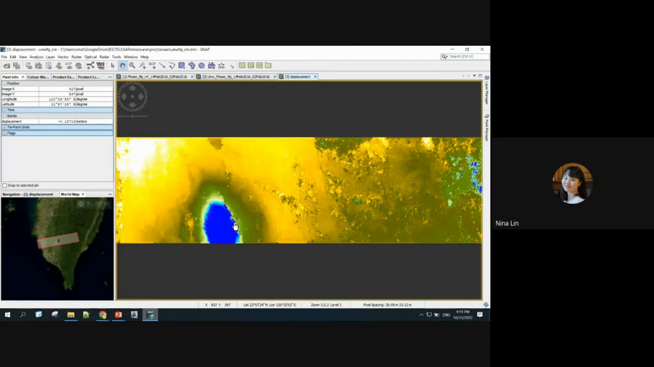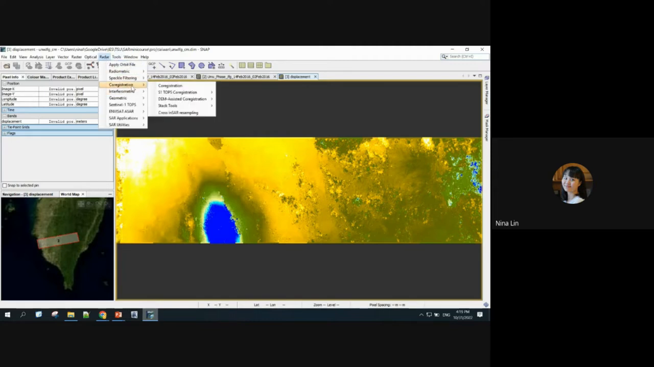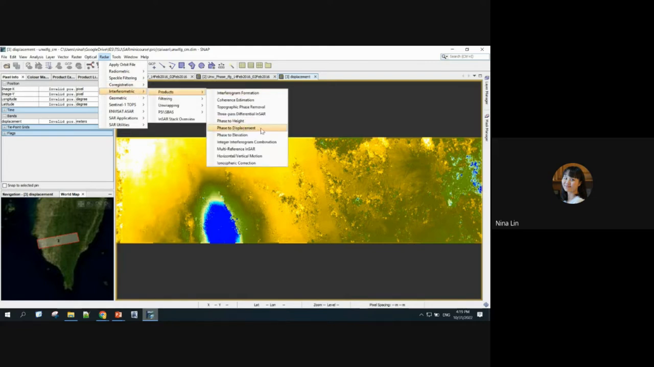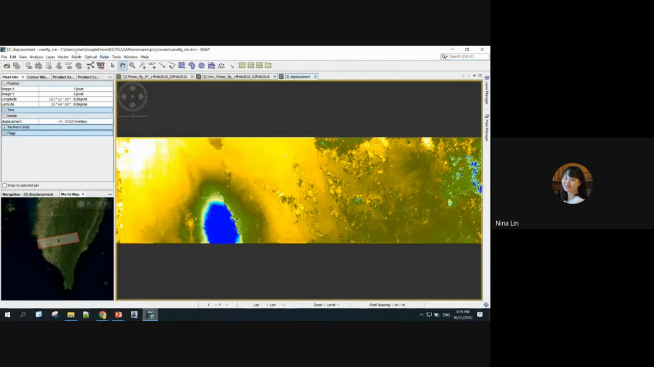Exactly, am I seeing an uplift or am I seeing a subsidence? Okay, so this is just to let you know the practice that we just did internally here in the radar interferometric product, phase to displacement. It's actually flipping the sign for you. So if you don't really like this to happen, here's another way that you can do it.